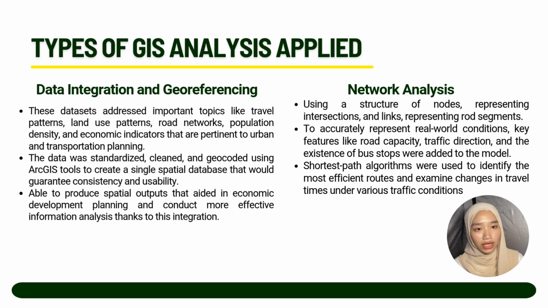The second one is network analysis. In the study, the road network was modeled using a structure of nodes representing intersections and links representing road segments. To accurately represent real-world conditions, key features like road capacity, traffic direction, and the existence of bus stops were added to the model. Shortest path algorithms were used to identify the most efficient routes and examine changes in travel times under various traffic conditions, yielding important information for infrastructure optimization and transportation planning.